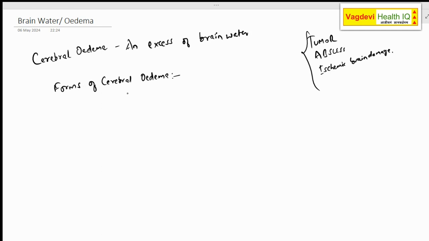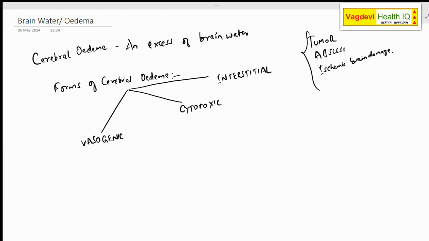Yeah. So basically, three types. One is vasogenic. What is vasogenic? Okay, let me list out the three types first. But what is vasogenic, by the way? You think about it. Cytotoxic. And third is interstitial. Tell me, what is vasogenic?